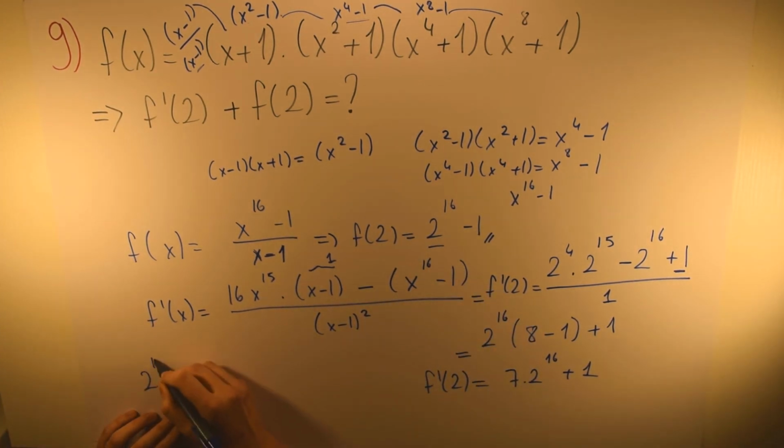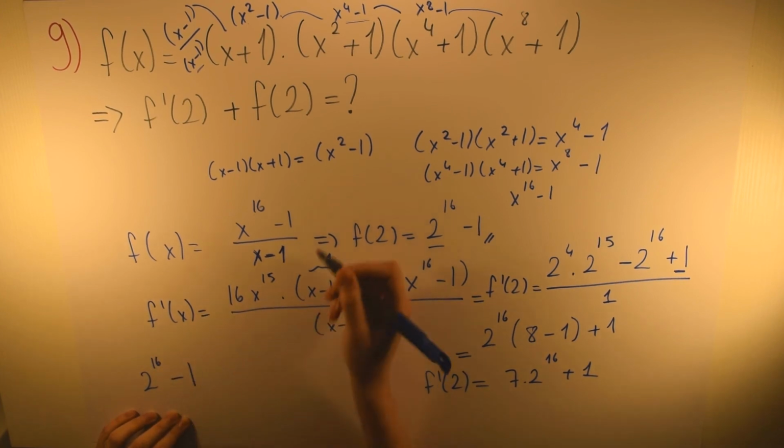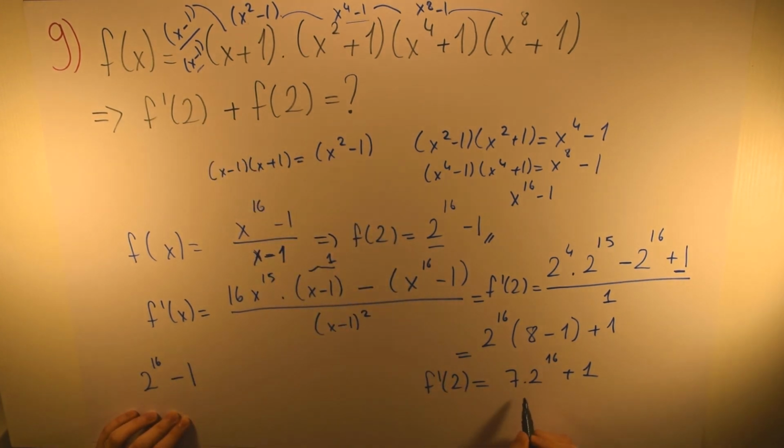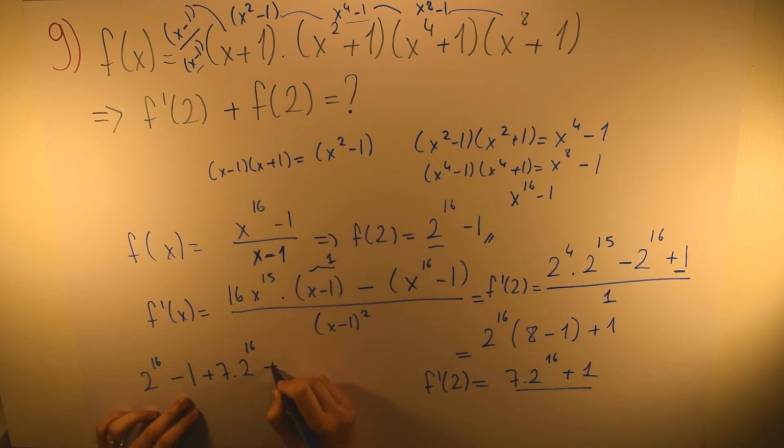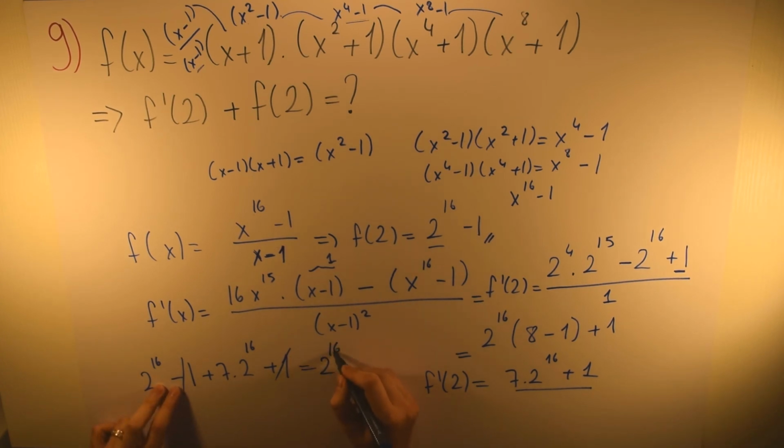2 to the power of 16 minus 1. So the derivative of f of 2 is equal to this one. It's plus 7 times 2 to the power of 16, and we have plus 1. So these will cancel out each other, and here we would have 2 to the power of 16 times 8, because we have 7 here and then 1 here, right?